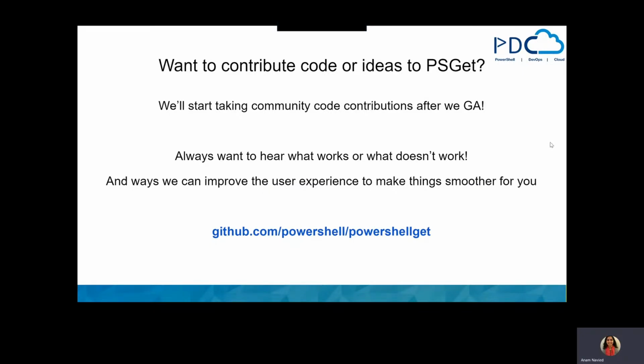So with all these exciting changes we've planned for the future of PowerShellGet, we would also love to hear the community's feedback and ideas. So if you would like to contribute code or ideas to PowerShellGet, we would love that. We're going to start taking community code contributions after we GA, but in the meantime, we'd also just love to hear what works for you and what doesn't work when you use PowerShellGet. And we'd love to take that feedback and use it to improve your user experience and make things smoother for you, the user. So if you have any ideas or would like to create any issues or, in the future, pull requests for code contributions, please find the address to our GitHub repository linked below.